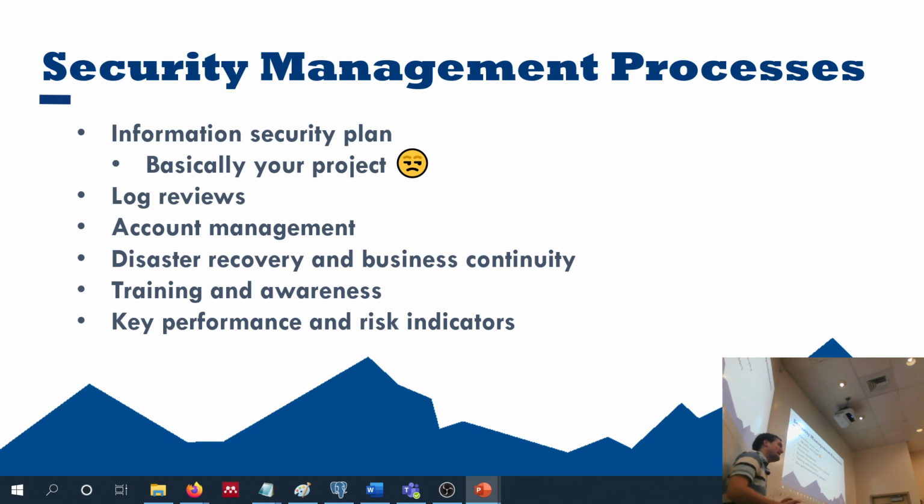Account management. We've talked about account management quite a bit. When do you create an account? What privileges do you give it? What rights do you give it? How do you handle it when someone leaves? Okay, disaster recovery and business continuity, Chapter 2 or 3. How do you plan for disaster? Training and awareness. How do you make sure that your employees are competent?